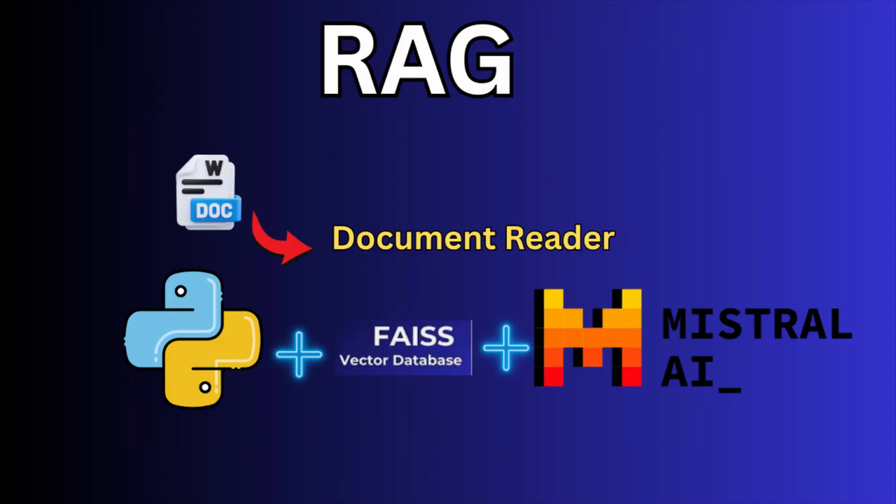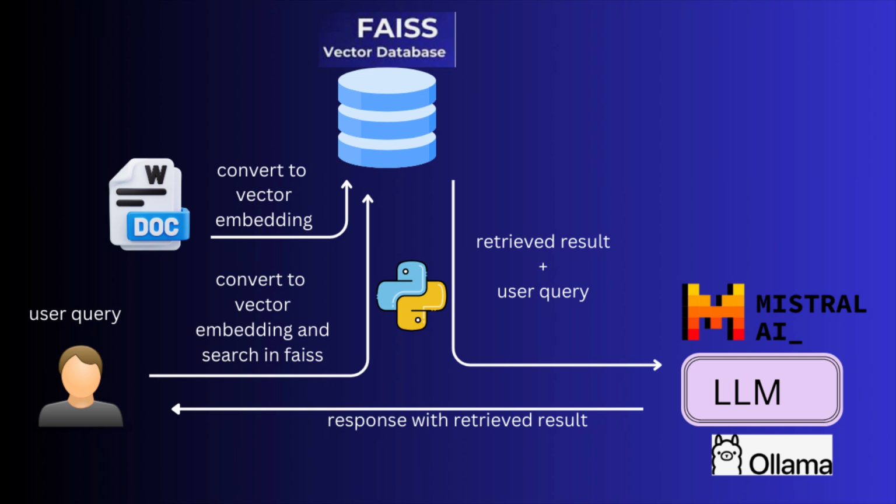Today we are going to build another RAG system using the LLM Mistral. In this RAG system, we are using a Word document as the knowledge source and Mistral as the LLM. So we can ask questions based on the content in the Word document. This is the architecture of this RAG.